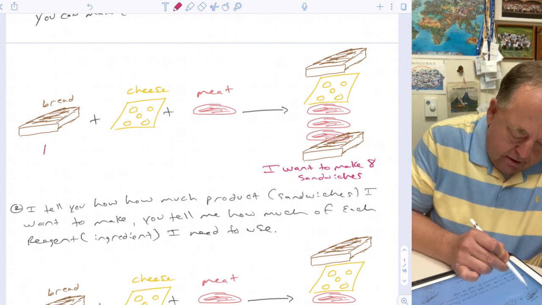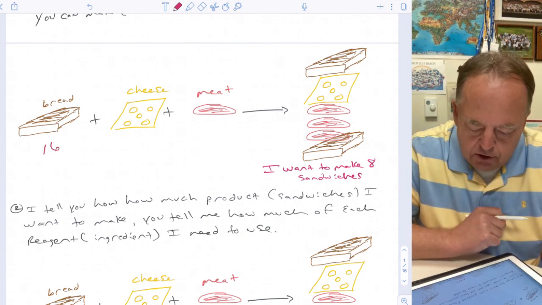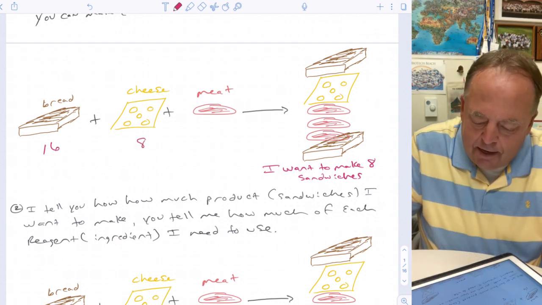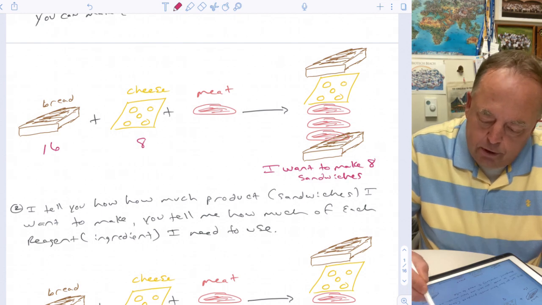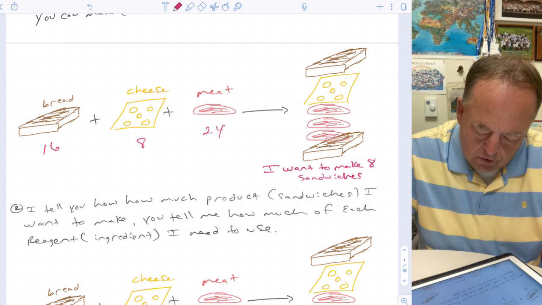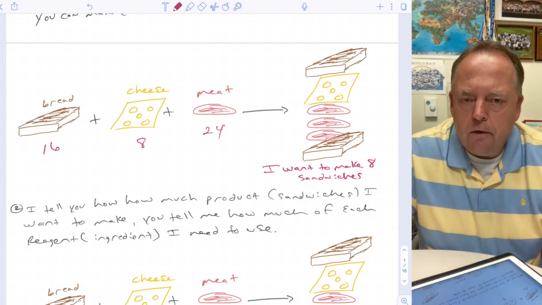Well, you would need twice as many slices of bread, right? You would need 16. How many slices of cheese? You would need 8. And how many slices of meat? 3 per sandwich, so that would be 8 times 3. You would need 24, right? So now you just did stoichiometry working backwards.